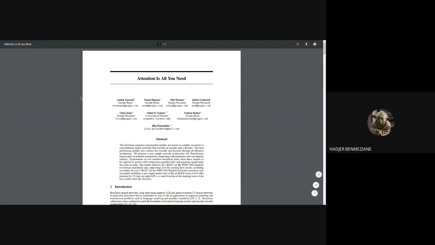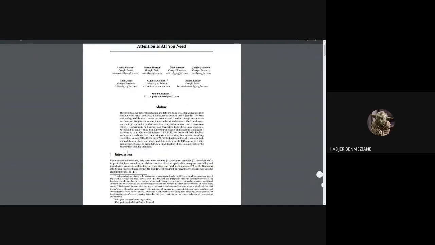Okay. There were quite big words in the abstract. If you read the abstract, it starts with the dominant sequence transduction models. The sequence transduction models are the seq-to-seq models, and basically these are the best models for translation, for example. We're going to describe them in a moment. So just put that in your head somewhere: sequence transduction models are the seq-to-seq models that we're going to talk about in a moment.